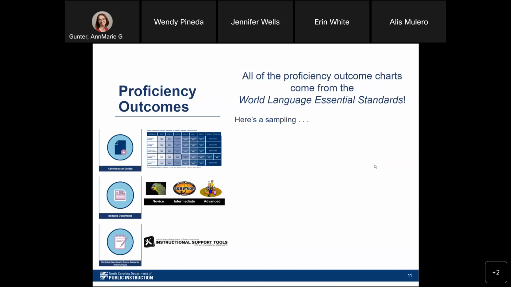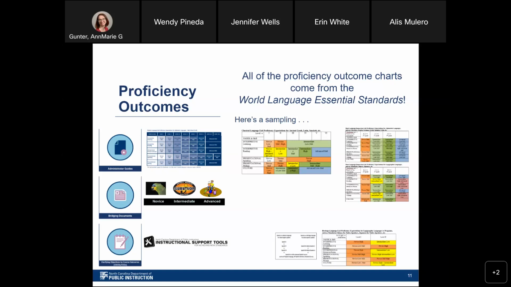But when you go to the state standards, what you will see for proficiency outcome charts is what you see here coming up on the screen. Notice that they're highly color-coded. They are not color-coded as of yet to the inverted pyramid from ACTFL with proficiency because ACTFL didn't have the inverted pyramid when we did this in 2010.